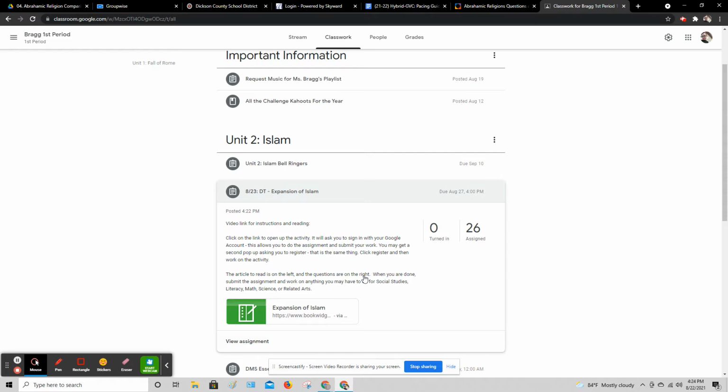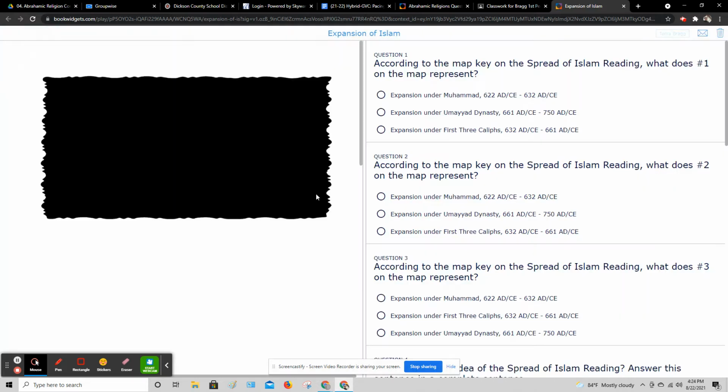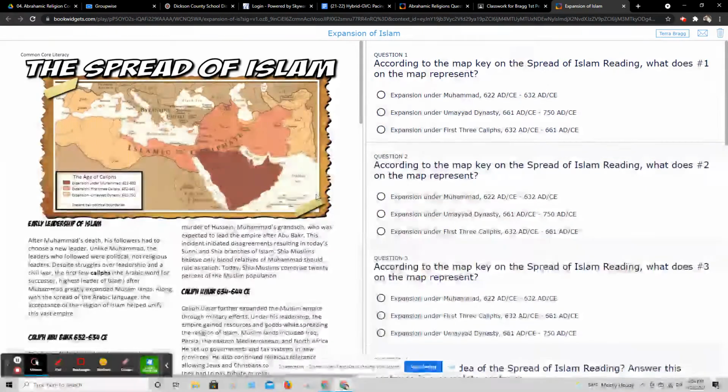So you're going to work on this, answer the questions, and when you are done, you are going to submit the assignment and work on anything you may have to do for social studies, literacy, math, science, or related arts. So if you didn't get the vocabulary done last Thursday, or if you didn't get the map activity done on Friday for some reason, this gives you more time to do it. So I'm going to click on Expansion of Islam. All right, so it'll pop up with play this. I've already signed in. I've already registered my account, so I don't have to worry about that. This is really nice in that I don't have to print out any of the readings. I can just do this.